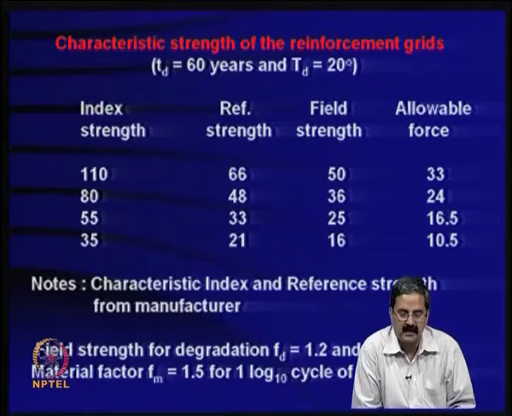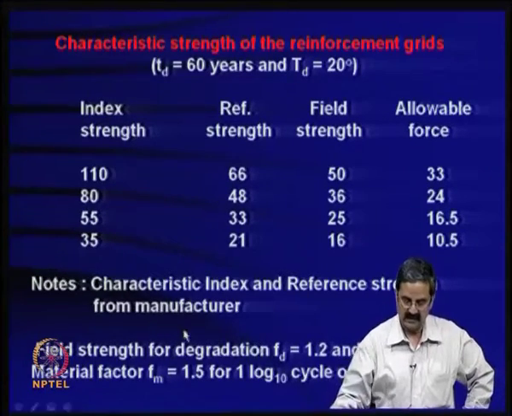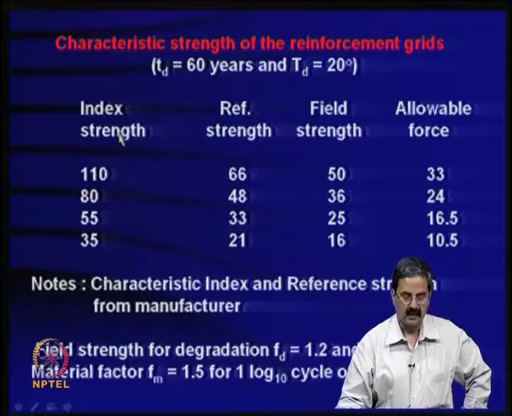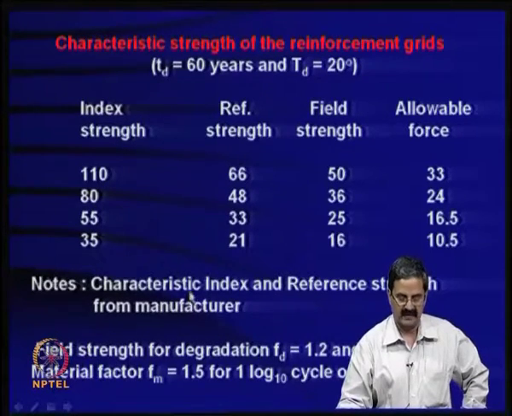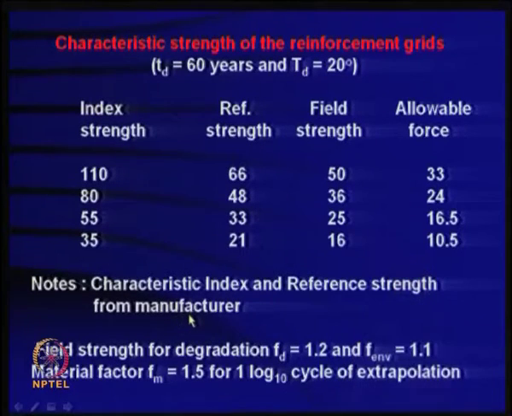What is available here is that you are designing it, say for example, for 50 years or 60 years, and room temperature is also given. The companies will give it in this form, okay. Index strength is say 110, 80, 55, 35, they are all called reference strength. It is called characteristic strength, or reference strength, from the manufacturer.